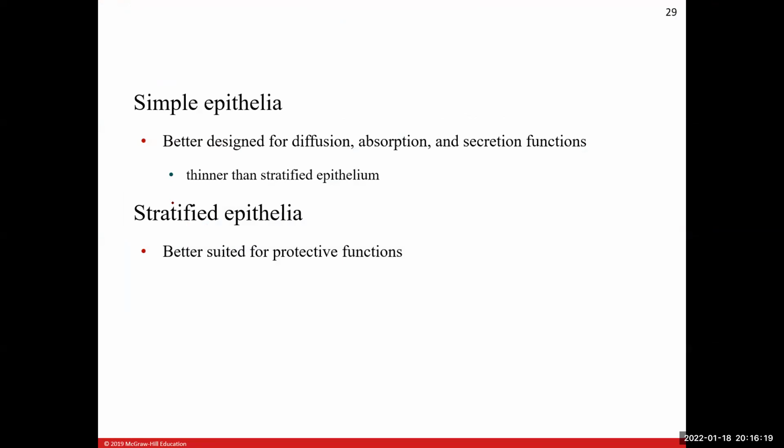So rule of thumb when we're talking about epithelia, simple epithelia is going to be best designed for diffusion, absorption, and secretion because it's thin. Stratified epithelia, which is going to be thicker, is going to be for protection. Just a rule of thumb. Keep that in mind.